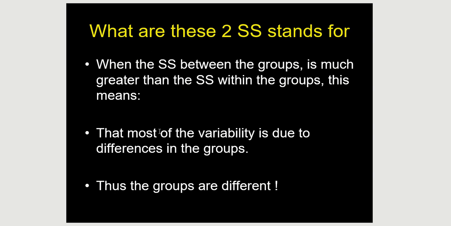And if you remember, the null hypothesis that we are testing was that the average in group 1 equals the average in group 2 equals the average in group 3. And the alternative hypothesis is that at least one of the groups is different. So when you find that most of the variability is coming between the groups, you can conclude that the groups are different. Okay?